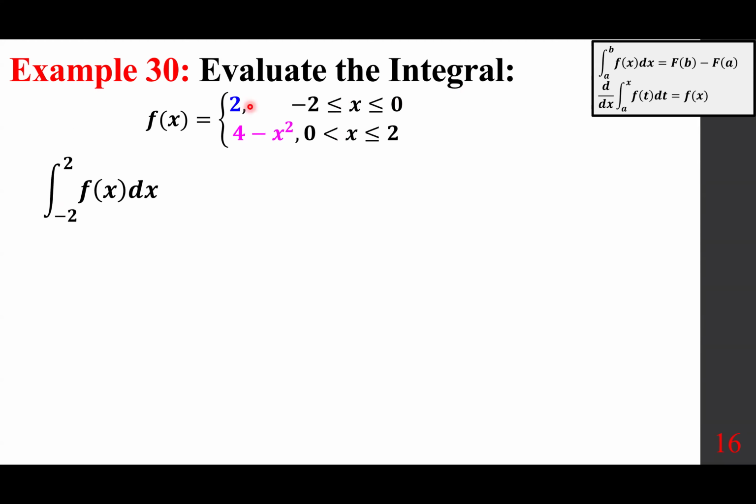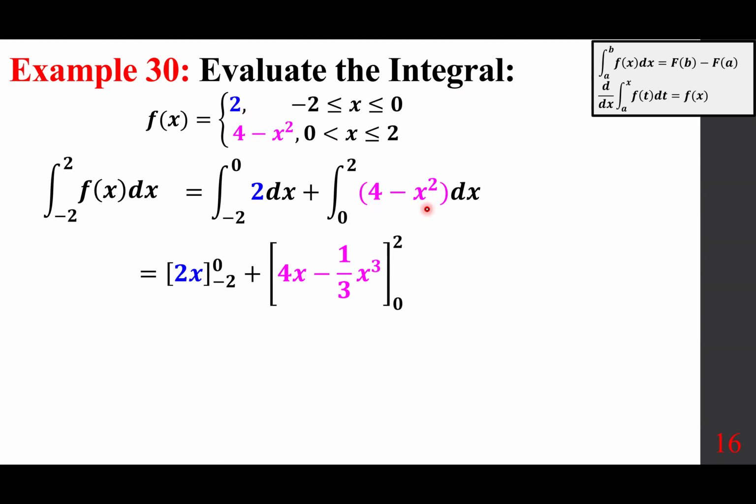From negative 2 to 0, we use this one. From 0 to 2, we use this one. So two pieces. That's really the idea behind this. This gives you 2x from negative 2 to 0. This gives you 4x minus 1/3 x cubed from 0 to 2. And believe it or not, let me put an asterisk next to it. This is the only calculus step.